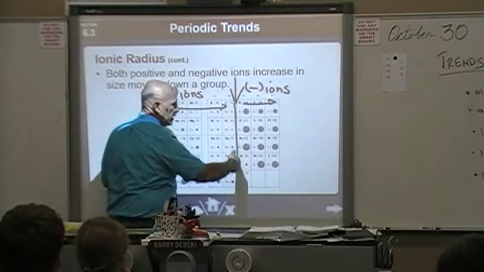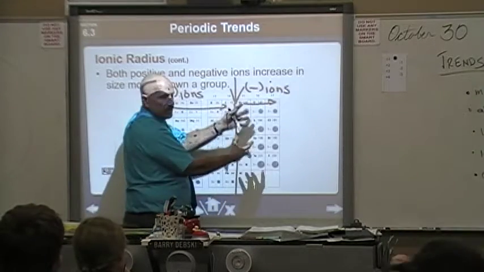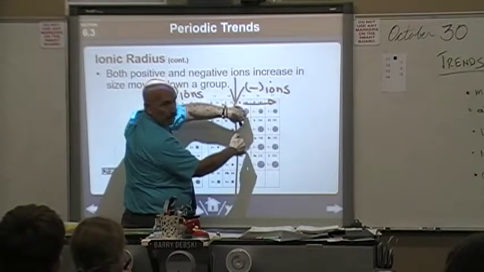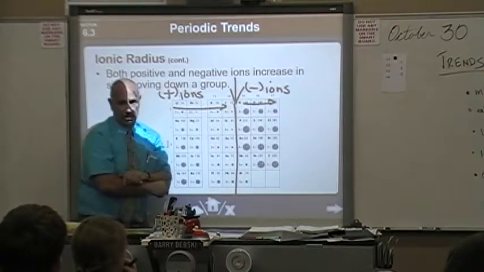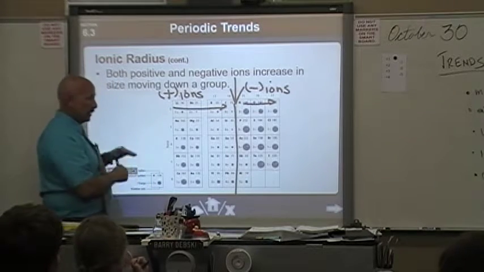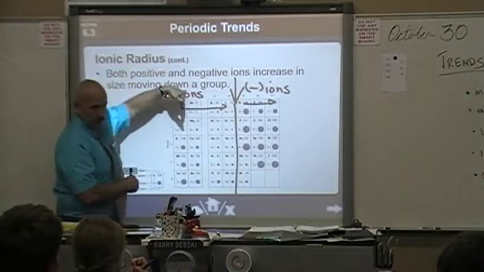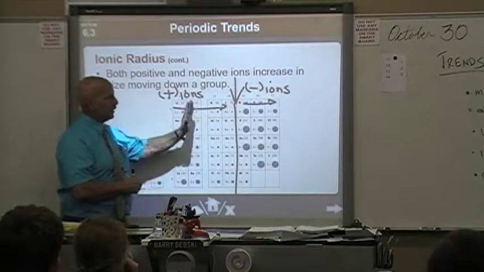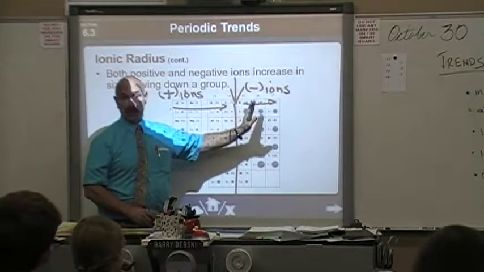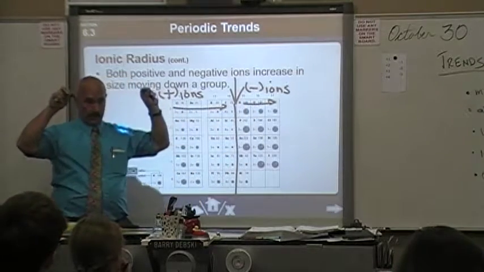But something happens here, and all of a sudden they jump up in size. And that's because we go from losing electrons to gaining electrons in between carbon and nitrogen here. Everybody understand? Still decreasing in size this way, still increasing in size this way. But there's a big change where I go from +4 to -3 on the ions.